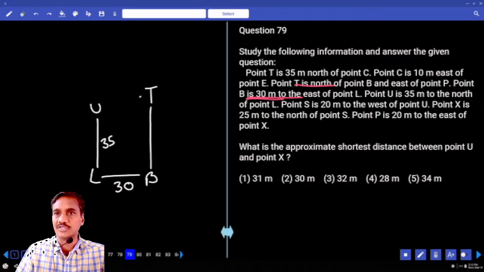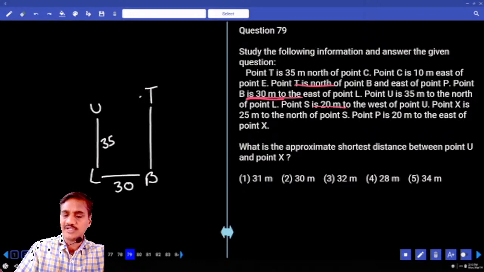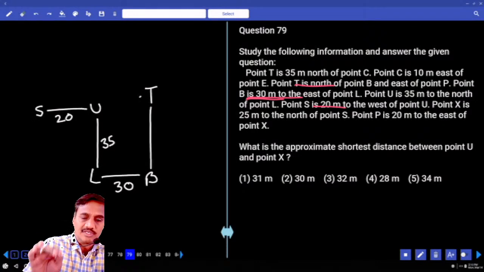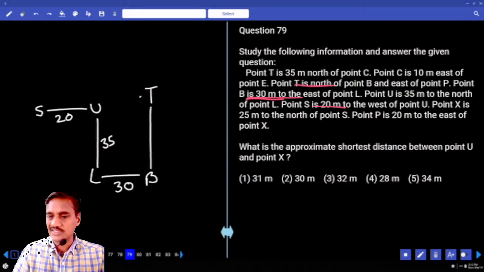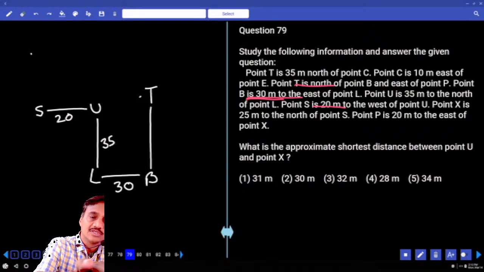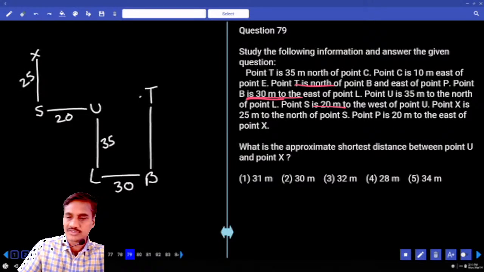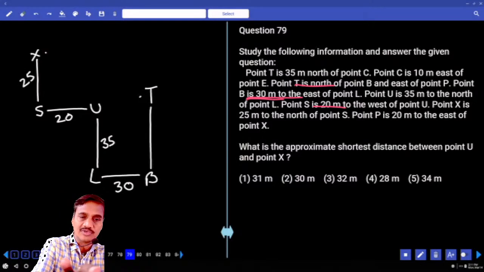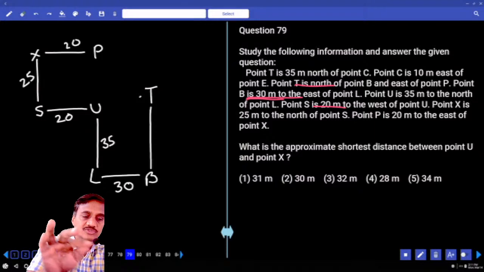Distance is the start chain. U is 35 meters to the north of L. And S is 20 meters to the west of U. S is here. What is the distance between these two? 20 meters. S is 20 meters to the west of U. X is 25 meters to the north of S. Now this is X, which is 25 meters to the north of S. And P is 20 meters to the east of X. Hence P will be here.